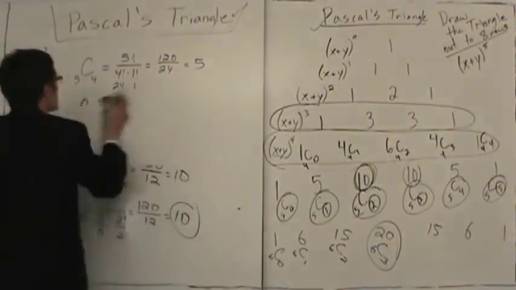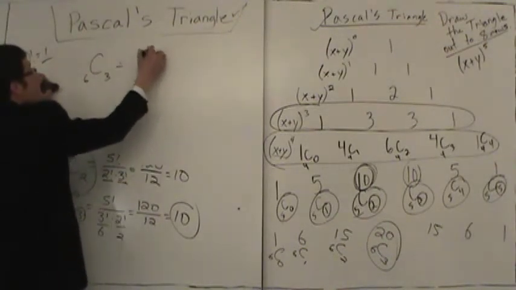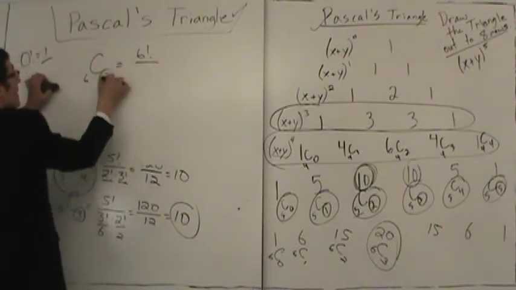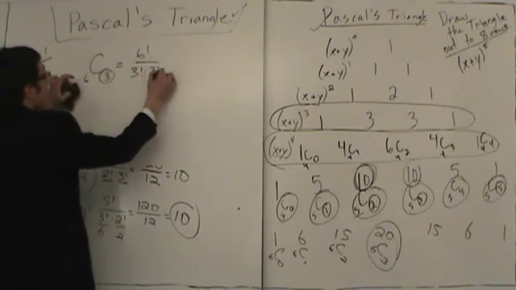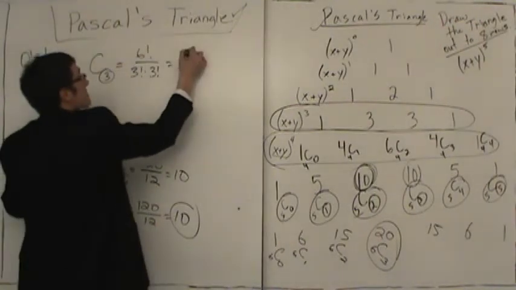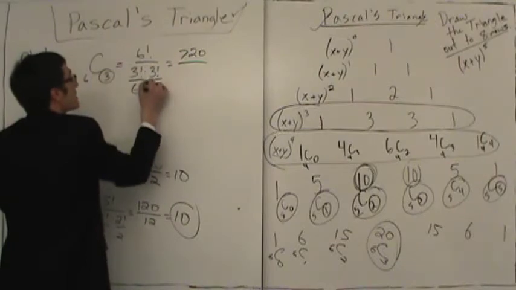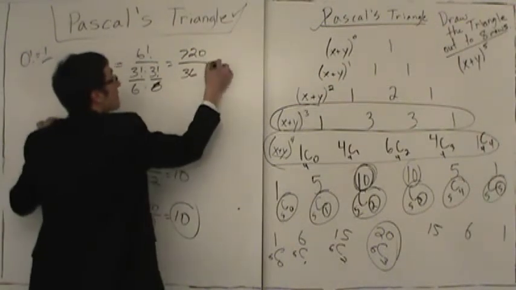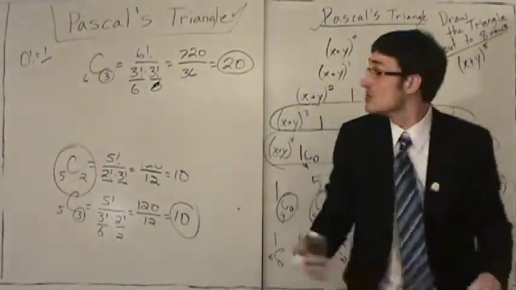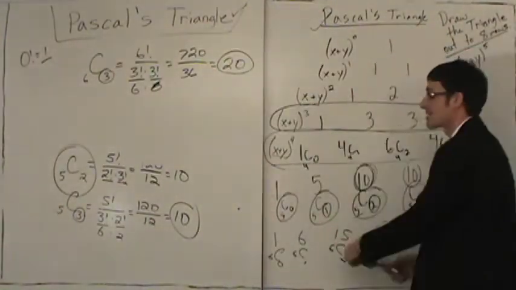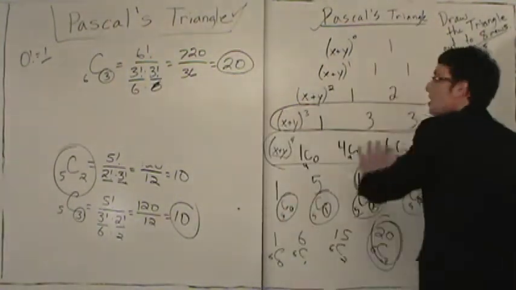Check it out. If you use the formula, you can verify it. Combination 6 choose 3 is what? 6 factorial over, start with what? 3, which is 3 factorial, multiplied by subtract the 2. 6 minus 3 is 3. So we get 3 factorial, 3 factorial. 6 factorial is 720, divided by 3 factorial, 6. 3 factorial is 6. So we get 6 times 6, which is 36. 720 divided by 36 is 20. So notice, if we don't want to use the combination formula, we can look in Pascal's triangle and find the answer.